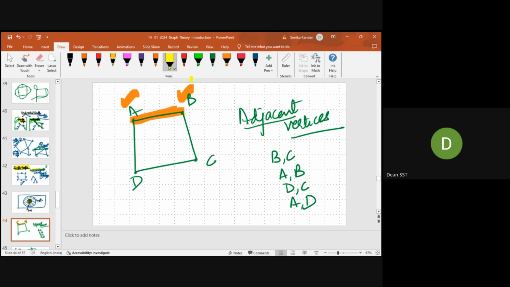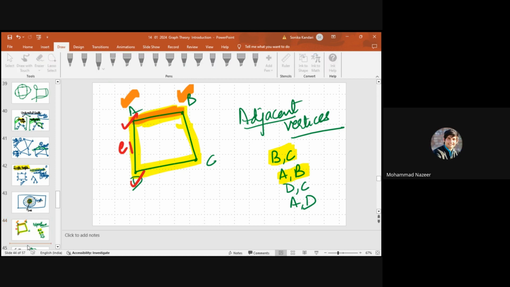BC are adjacent vertices. Fine. Then AB, adjacent vertices. Then DC is adjacent vertices. Then AD are adjacent vertices as E1 is joining them. Is it clear? Now you know adjacent vertices.